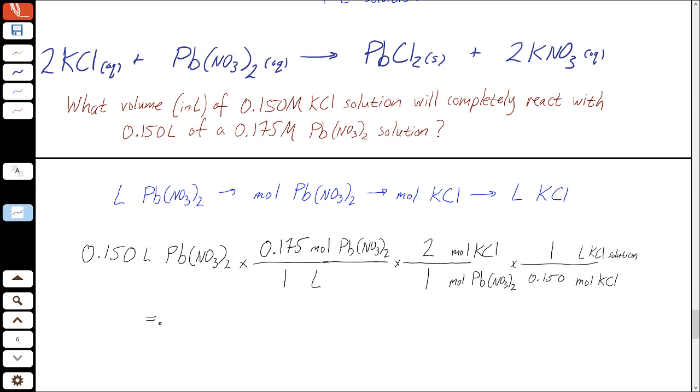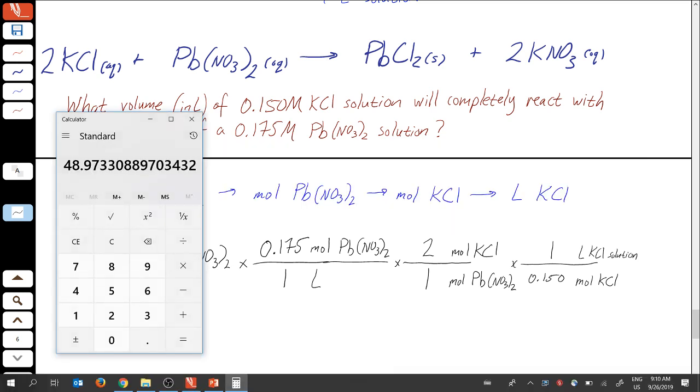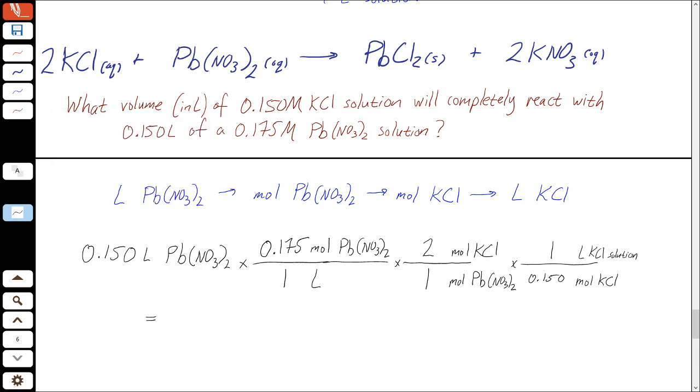All right, calculating all that through, 0.150 times 0.175 times 2 divided by 0.150 gives us 0.350. And this is an important type of calculation if you want to do a reaction like this. If you know you have a certain quantity, if you have 150 milliliters of this solution, and you want to know how much of this other solution will react with it, this is exactly what you do.